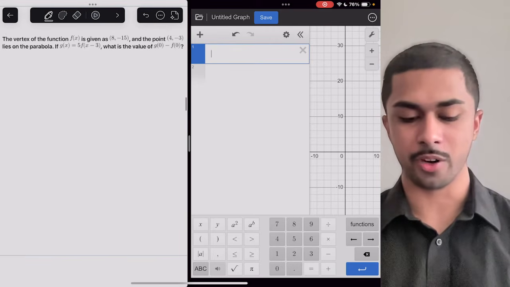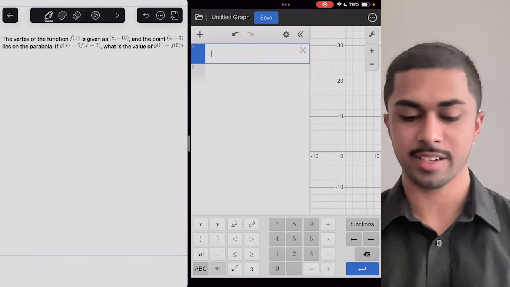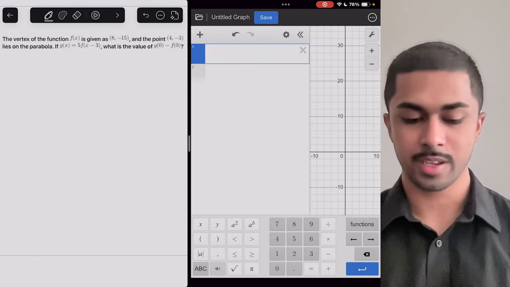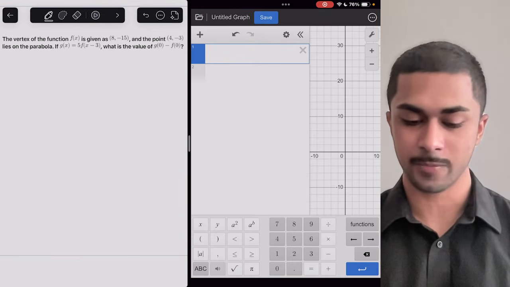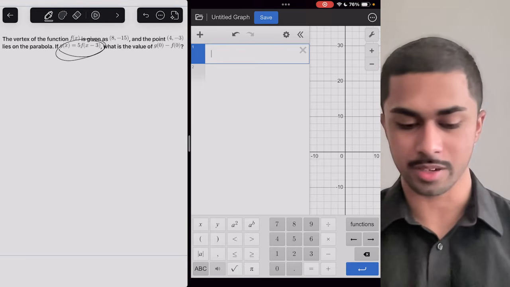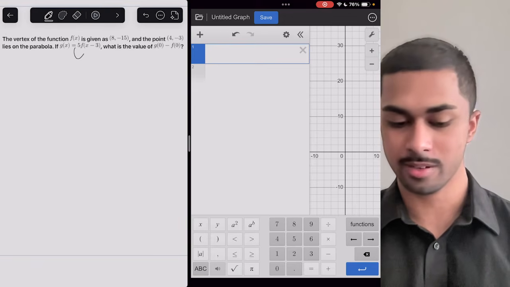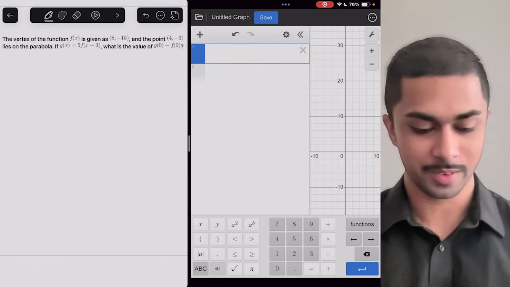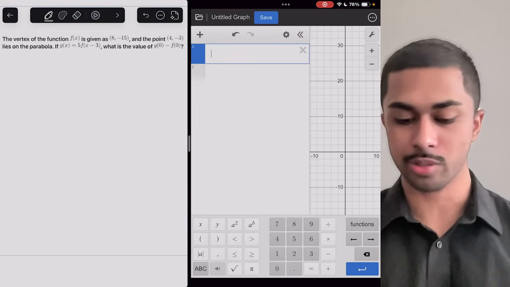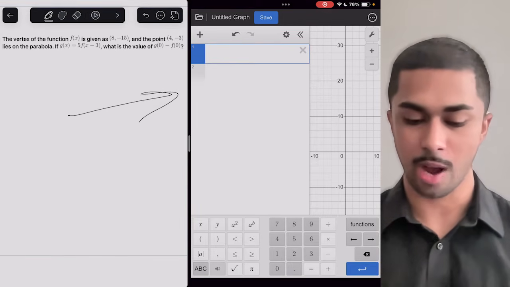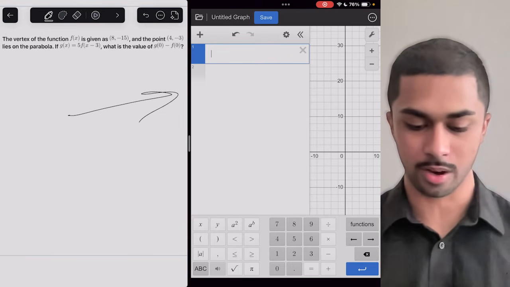The vertex of the function f of x is given as (8, -15), and the point (4, -3) lies on the parabola. If g of x equals 5 times f of x minus 3, what is the value of g of 0 minus f of 0? Anytime you see this on the SAT, where you see some function equals some translated function, because this is a translation, right? This is almost always an entirely Desmos solution. You just hop into Desmos and you do all of the work there.